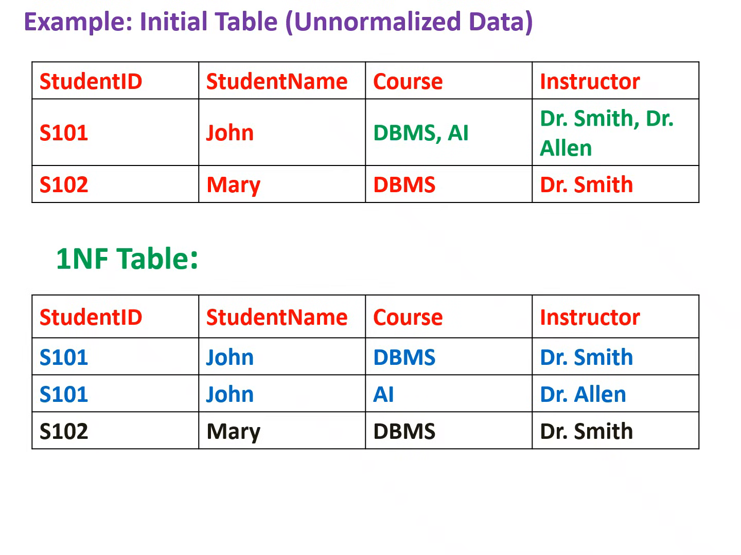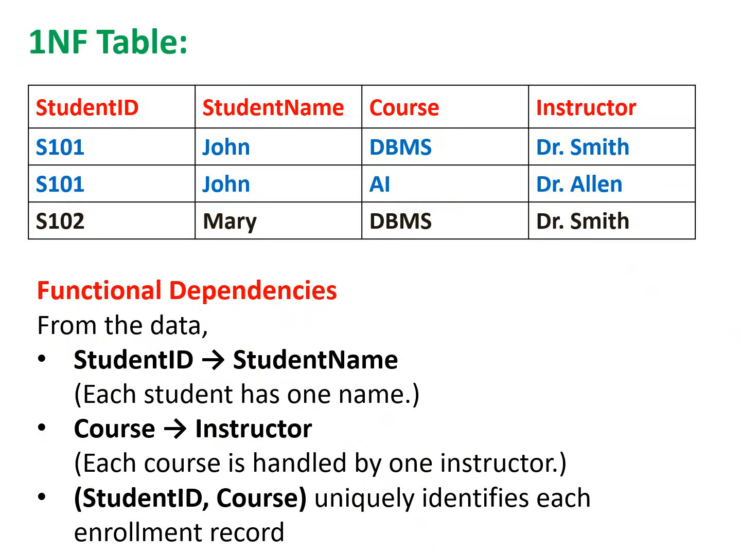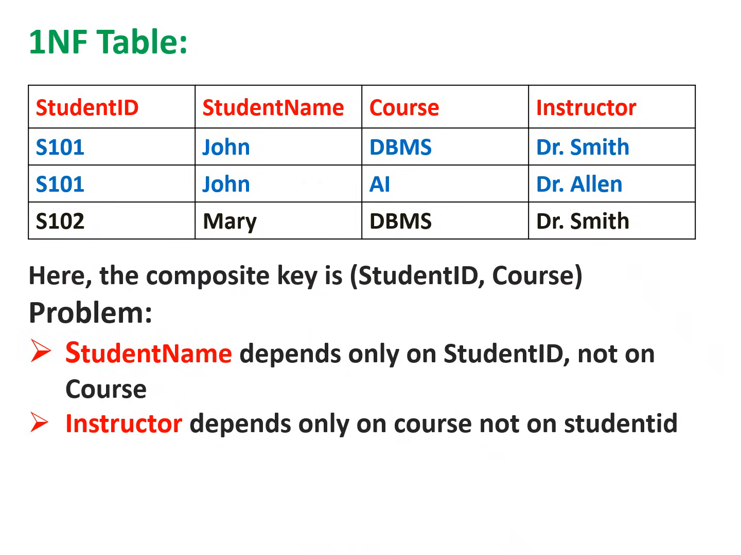So for example, here also the first initial table is unnormalized data. After the first normal form, it ensures no repeating groups. After that, we have some functional dependencies: student ID determines student name, course determines course instructor, and student ID and course together uniquely identify each enrollment record. So these two are the key terms. After first normal form, the composite key is student ID and course.